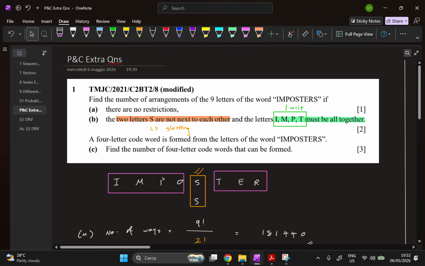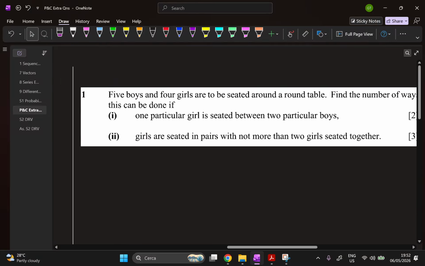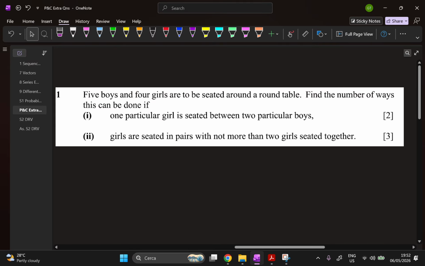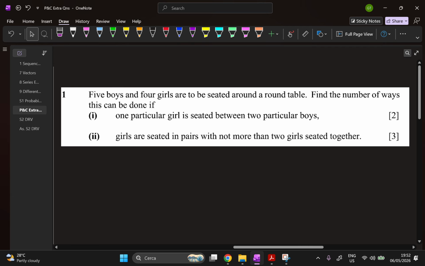Before we move on to more complex problems, I'm going to go to another worksheet. So this is revision exercise 1 for UWA 2, your revision exercise for stats S1 and S2, and we start with this particular P and C problem. We have dealt in the previous problem with arranging objects in a line. Now let us deal with arranging objects in a circle.